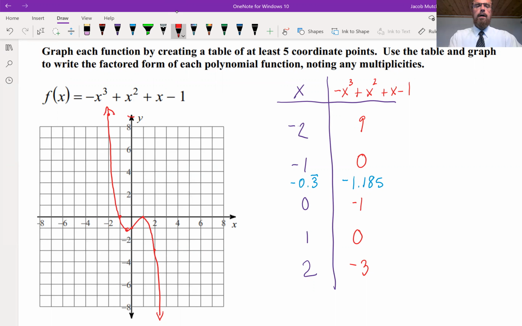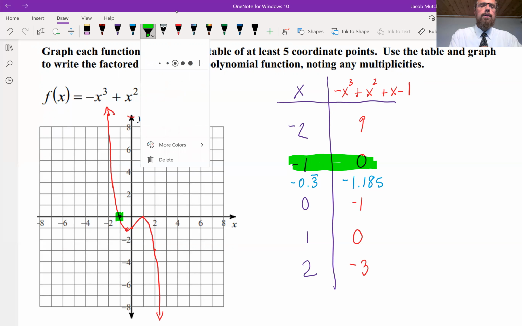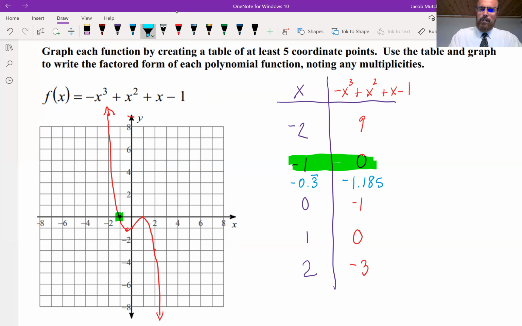So what we do to find any linear factors of the polynomial function is I'm going to look at those places in my table and on my graph where I had x-intercepts. So I'm going to color code here. The green one is the same on the table and the graph. And I'll also highlight this second one on the table and in the graph.